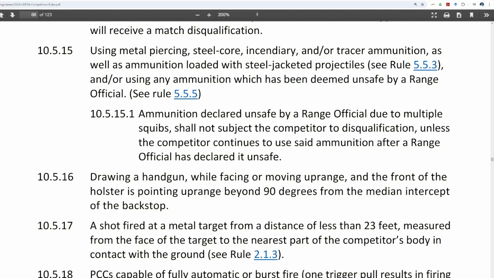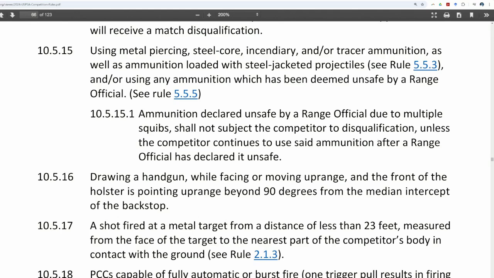And that basically you can just delete that. Either rewrite it to where, while your body is positioned, while your hips are, essentially rewrite it in a way that, are your hips facing uprange, right? Or just delete it altogether. So delete the second phrase and just make it while facing or moving uprange, right? Like that's while facing directly uprange or moving uprange. And that's all 10.5.16 should be, right? And front of the holster shouldn't matter worth a damn, okay?